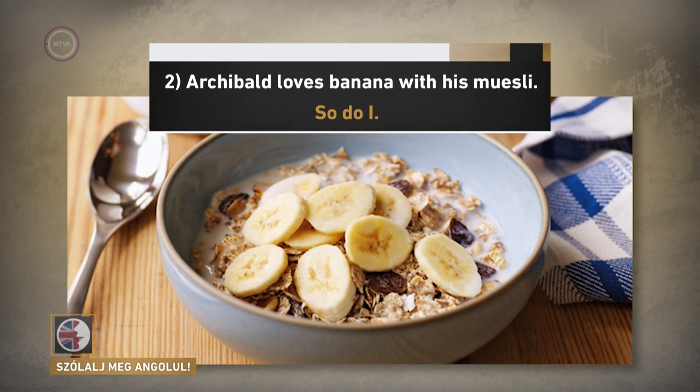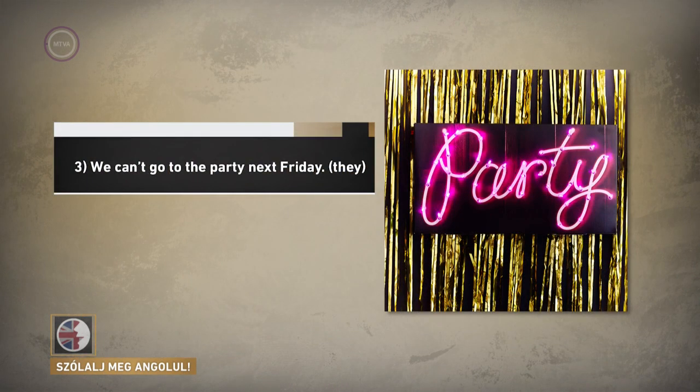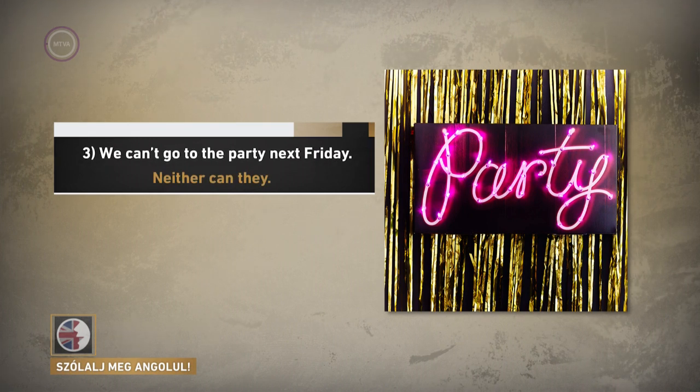Simple. Next. We can't go to the party next week. What a shame. And unfortunately, they can't go either. So the short answer is that neither can they. We can't go to the party next Friday, neither can they. Wonderful. And on we go.